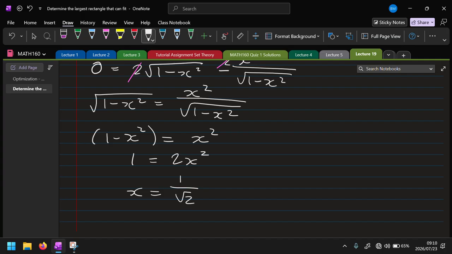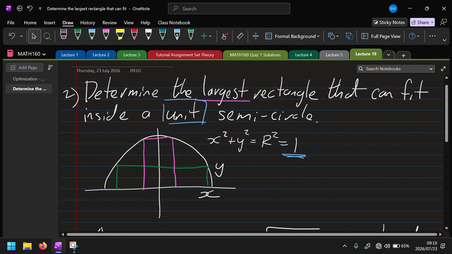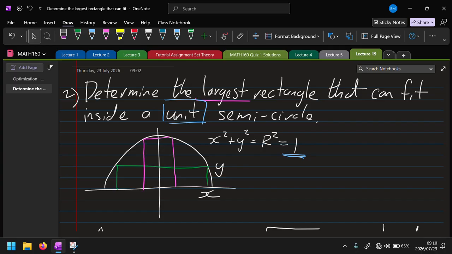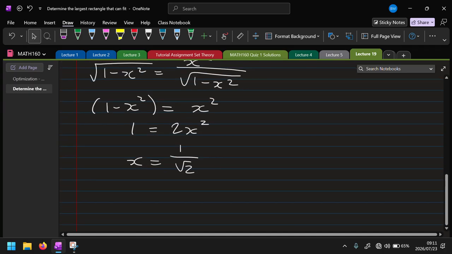Now here we would get 2 answers, plus or minus. But again, we go back to our diagram. We put the x over here. So that will be the plus 1 over root 2. If you flip this over to this side, this will be the minus 1 over root 2. So we get both of these. Okay. But we've got our x value. Again, no half answers. We want the rectangle. So we need the height as well.